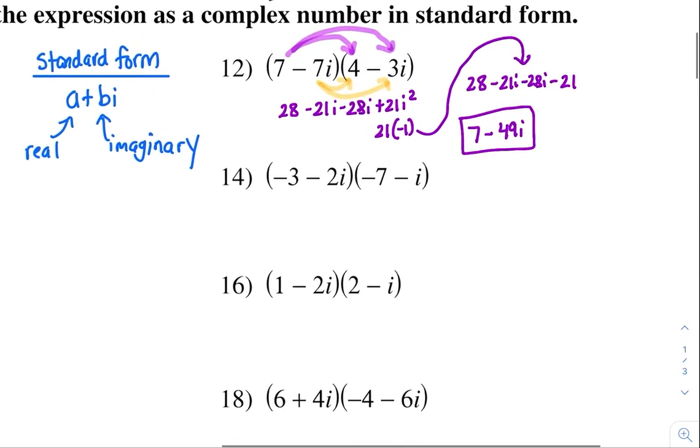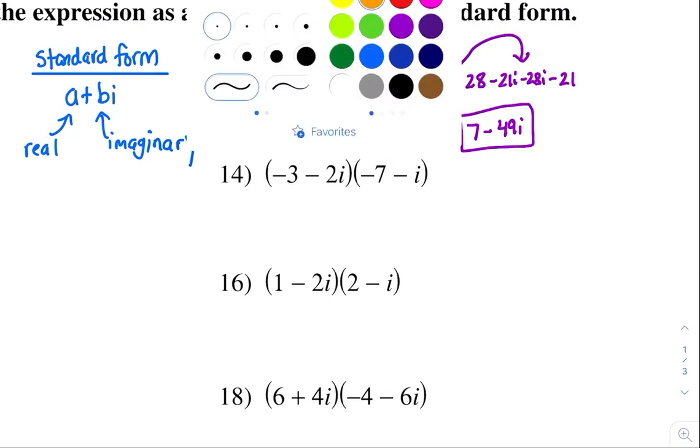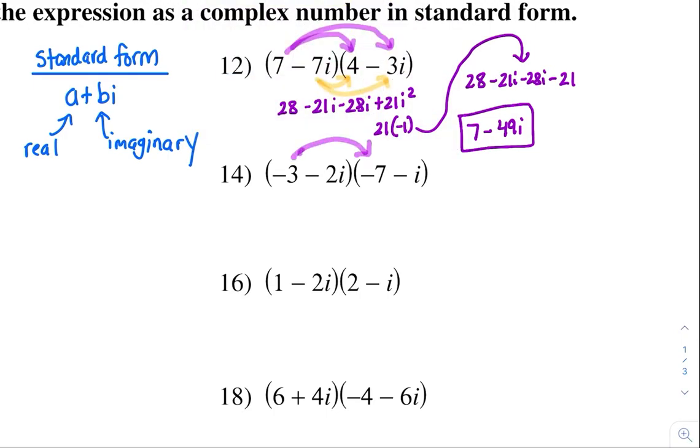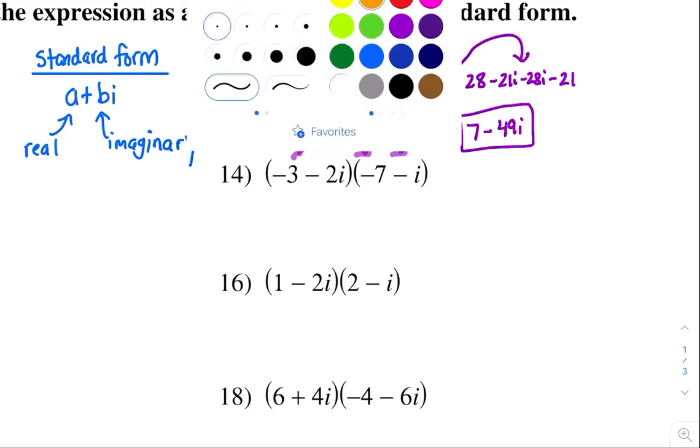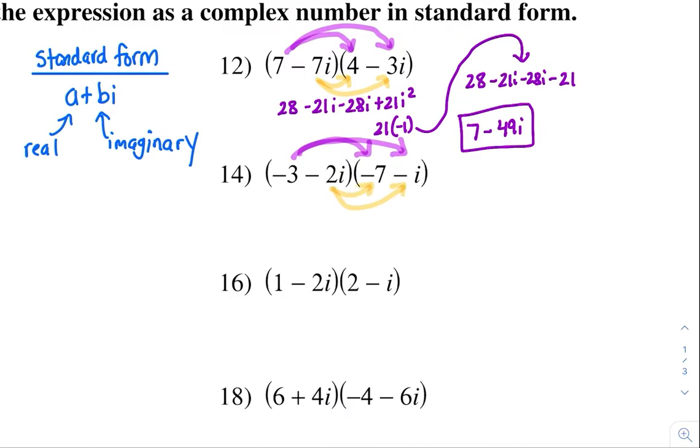Okay, 14. Okay, distribute. Okay, so we distribute the purple first. So negative 3 times negative 7 is 21. Negative 3 times negative i is positive 3i. Okay, the orange. Negative 2i times negative 7 is positive 14i. And negative 2i times negative i is positive 2i to the second. But remember, i to the second is negative 1.